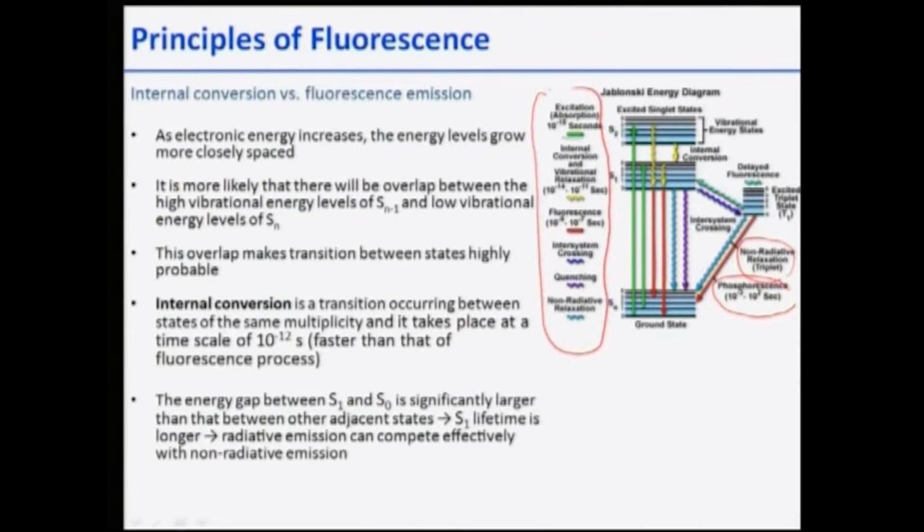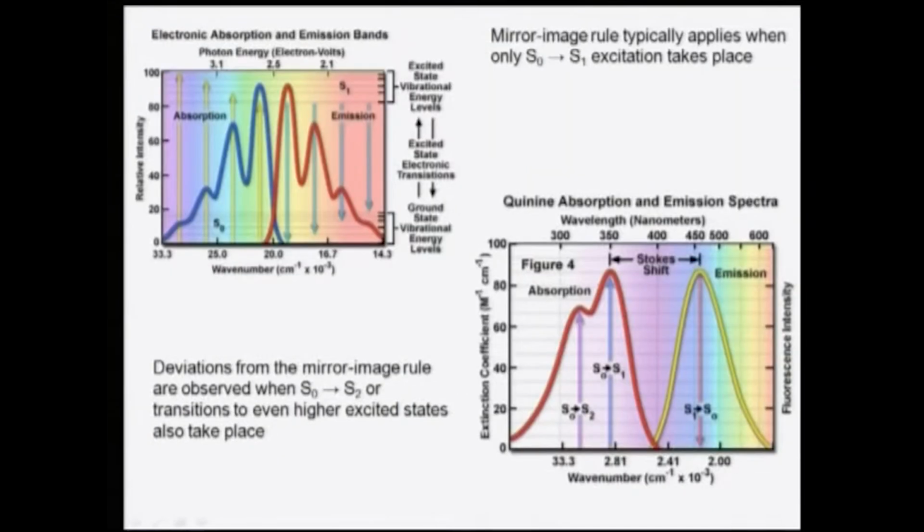You have excitations of the order of 10 to the minus 15 seconds, internal conversion and vibration relaxation in the 10 to the minus 14 to 10 to the minus 12 seconds. Then you can have fluorescence, which is 10 to the minus 9 or more actually, not less, 10 to the minus 7, or you can have intersystem crossings and non-radiative transitions. What I have not discussed here is the quenching, which I will do in a later part. So, that is internal conversion versus fluorescence emissions.